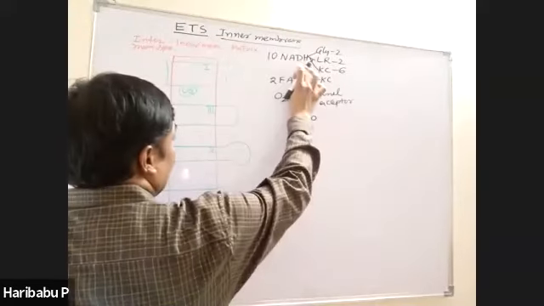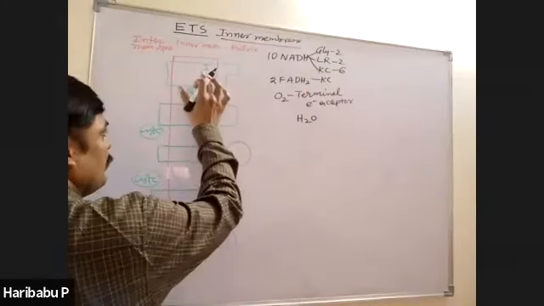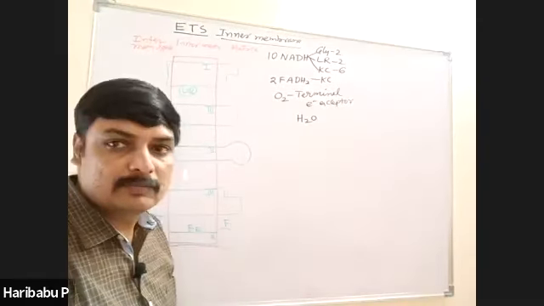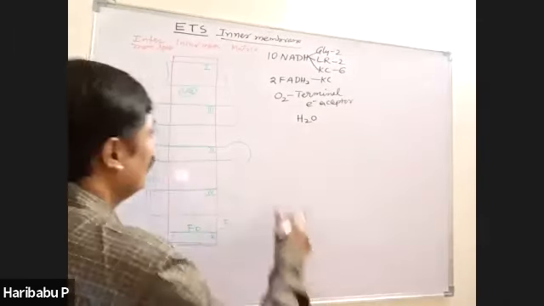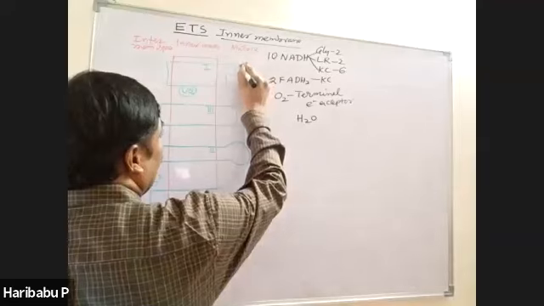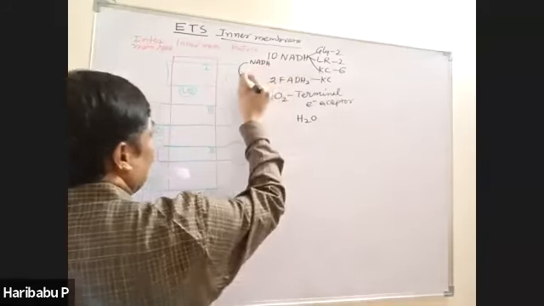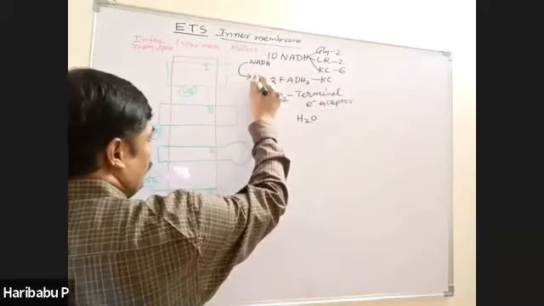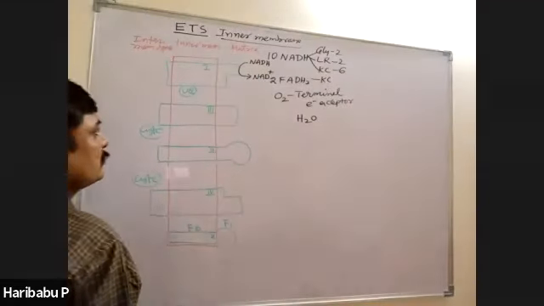Now we will see about NADH first. The first complex is called the gateway of electron transport. NADH donates electrons to complex 1, and it becomes oxidized to NAD plus.